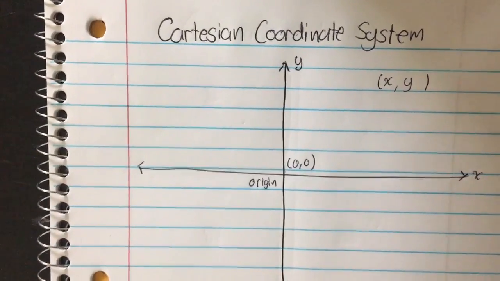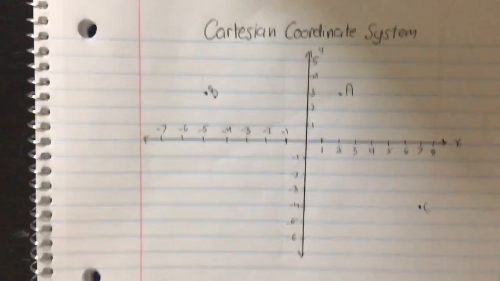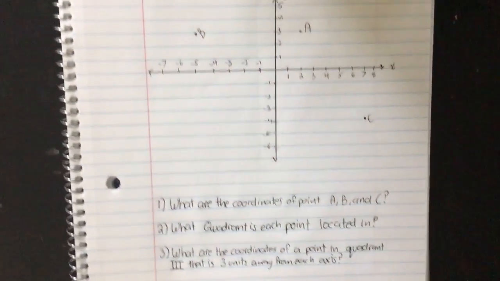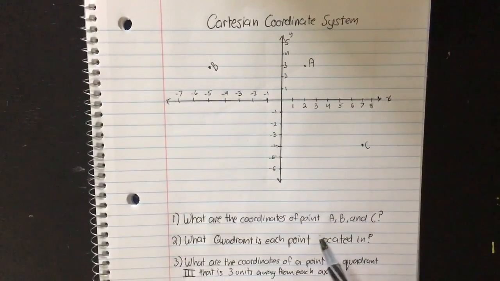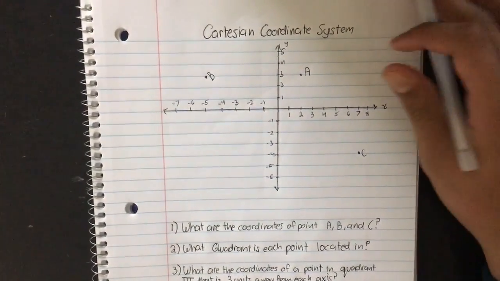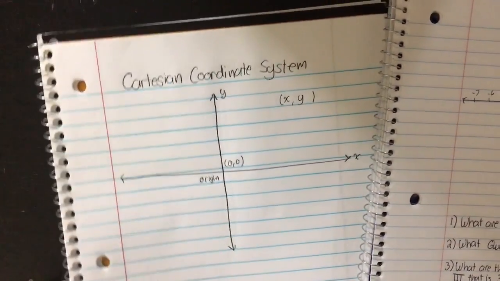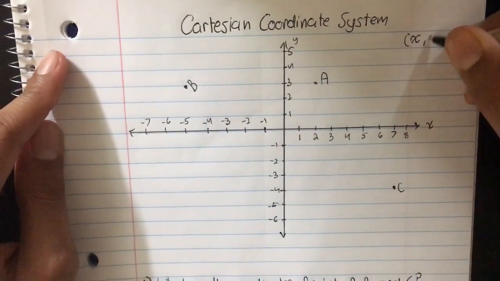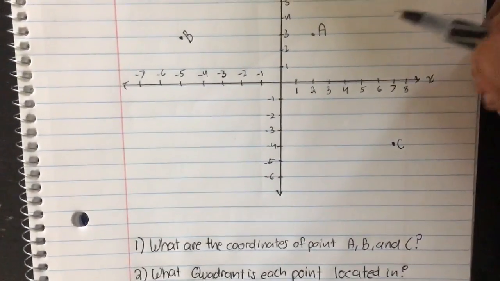Okay, so let's do some problems now. Here we have 3 points, A, B, and C, and we're going to use them to solve the next 3 problems. Our first problem: what are the coordinates of points A, B, and C? As I said, a coordinate is written as x and y. Let me just write what a coordinate is: (x, y). So now let's get started.